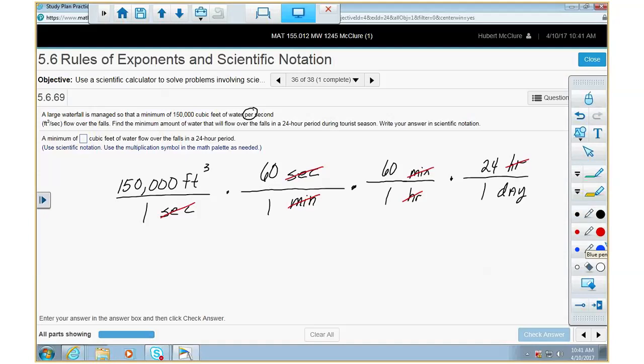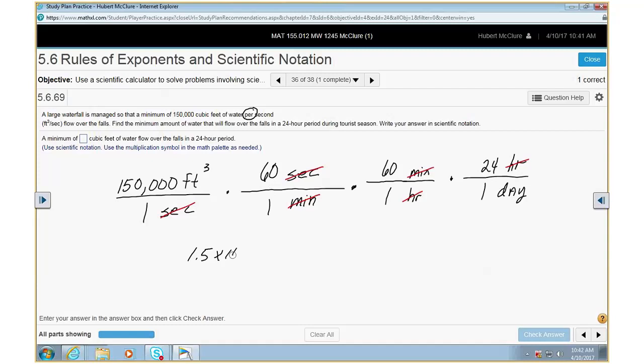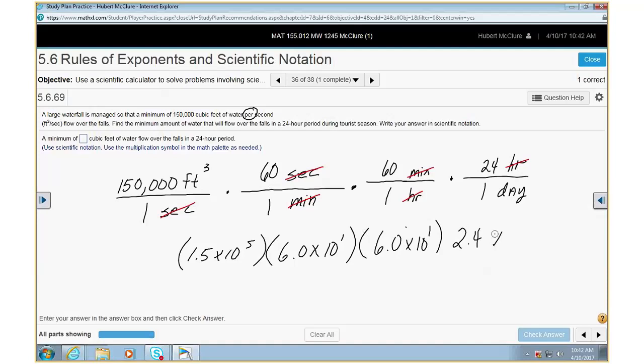So you do 1.5 times 10 to the fifth times 6.0 times 10 to the first, times 6.0 times 10 to the first, and 2.4 times 10 to the first. So what's 5 plus 1 plus 1 plus 1? 8, Hubert. Thank you, class. 1.5 times 6 times 6 times 2.4. Now we know that 6 times 6 is 36. So we could take 1 times 36, that'd be 36, and half of 36 is 18. 18, 36 is 54. Somebody help me out there.